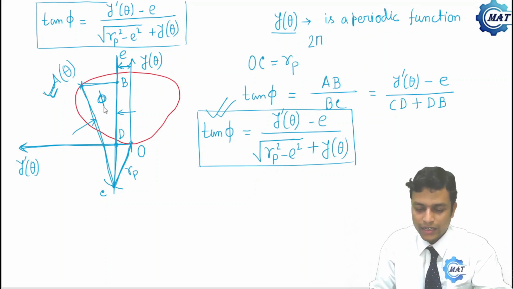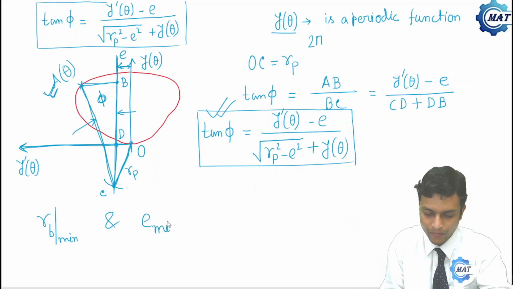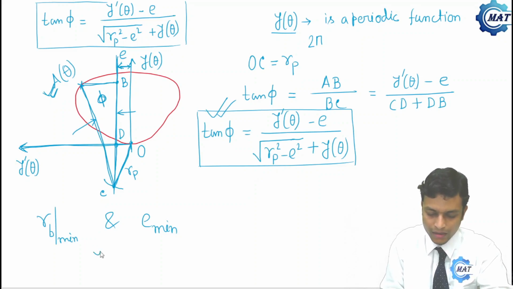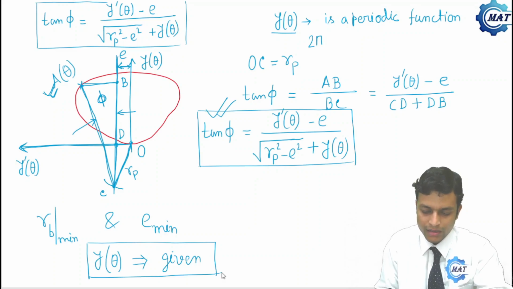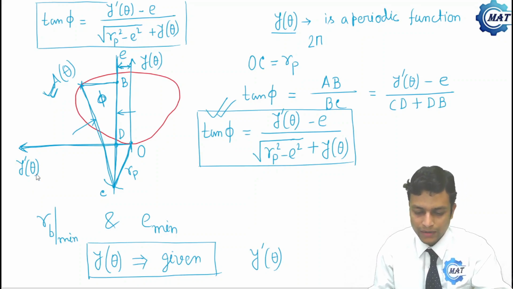Now with this concept we can determine RB minimum and E minimum. How to do that? That is, for a given cam displacement diagram, that is if y theta is given for any cam rotation, then we can determine y prime theta. So we can easily draw the curve, that red curve, that is y theta versus y prime theta.